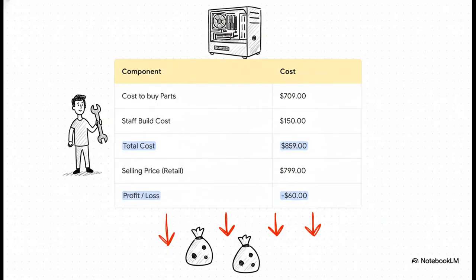Okay, let's get practical with a real-world problem. Imagine we run a small computer shop, and we build custom PCs. Now look at the numbers. It costs us $709 for the parts, and we pay our amazing staff $150 to put it all together. So our total cost is $859. But, and this is a big but, we're selling the computer for $799. You see that big red number at the bottom? Yikes! We are losing $60 on every single PC we sell. That is not a good business plan. We've got to fix this.